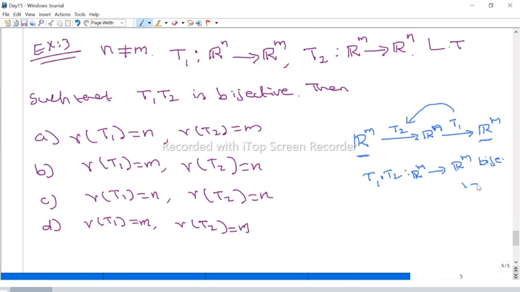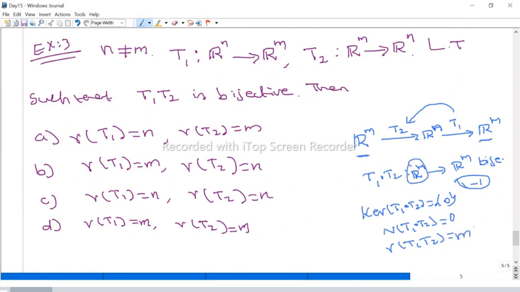Bijective in particular means one-one and onto. We know that a linear transformation is one-one when its kernel contains only the singleton 0. So the nullity of T1 composition T2 should be 0. By the rank-nullity theorem, the rank of T1 composition T2 should be the dimension of the domain, which is m. So the rank of T1 T2 is m.